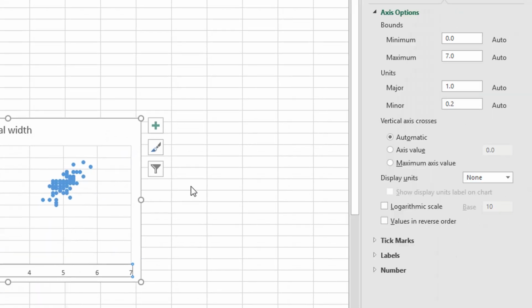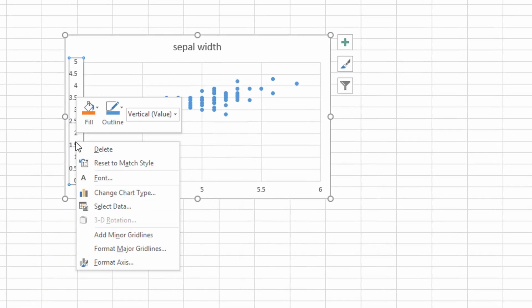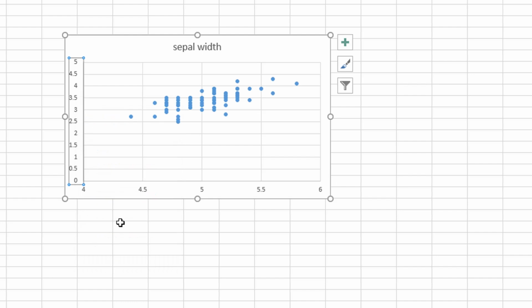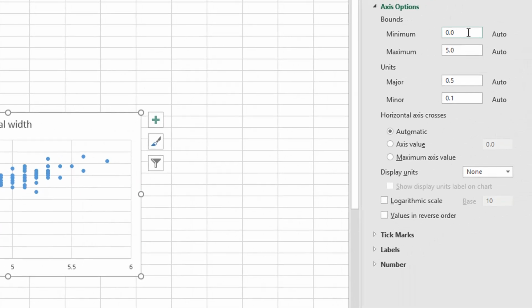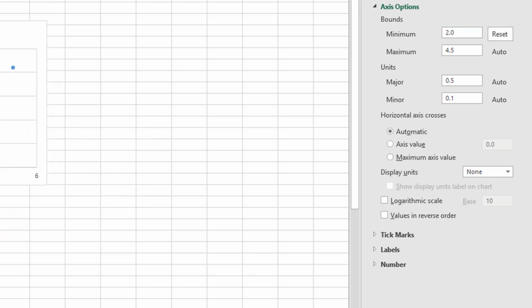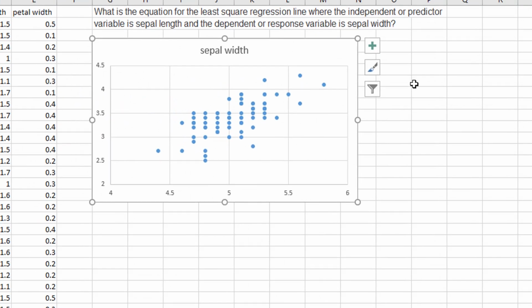And the option here says I can change my minimum. I'm going to change the minimum to be 4 because there's nothing less than 4. And I'm going to go back and do the same thing for my y-axis. I'm going to right click on it, format axis, and I'm going to go over to the minimum and change the minimum to 2. The only reason I'm really doing this is just so that the data shows up more fully on this and I don't have all this wasted space.